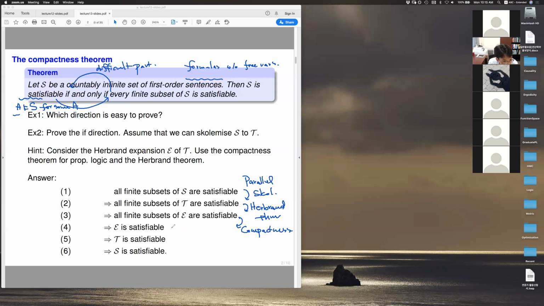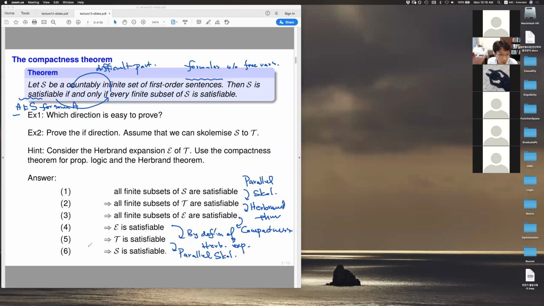From 4 to 5, this is just by definition. If you look at the Herbrand expansions and that's satisfiable, that implies T has a Herbrand model. So this is by definition of the Herbrand expansion of T. And finally, going from 5 to 6 corresponds to parallel Skolemization again, because Skolemization preserves satisfiability, so that's why we can go from 5 to 6.